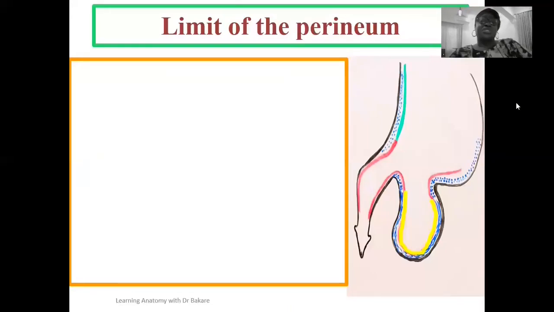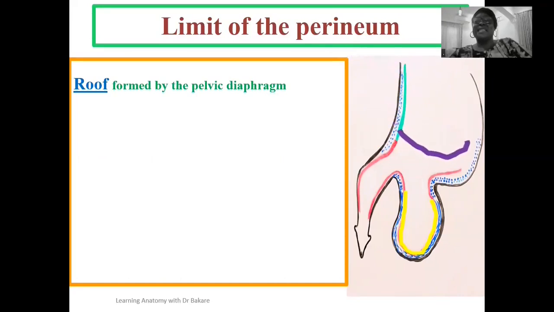So let's go through the limits. Let's see the structures that form the limit superiorly and also inferiorly of this space. We already know that this space is created below the pelvic floor or the pelvic diaphragm. The roof is bounded by the pelvic floor or the pelvic diaphragm, and this is what is highlighted here in purple. We say that inferior to this floor is where we have the perineum, which means that the roof of the perineum will be formed or limited superiorly by the pelvic floor or the pelvic diaphragm. And this is what is also arrowed here in red.